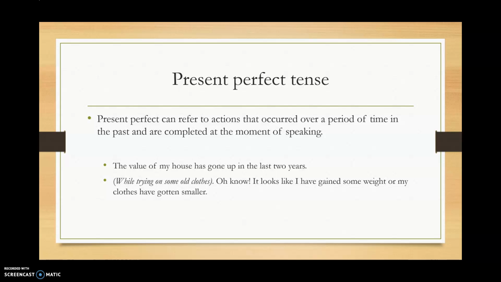Present perfect can refer to actions that occurred over a period of time in the past and are completed at the moment of speaking. For example, the value of my house has gone up in the last 2 years. Or, oh no, it looks like I've gained some weight, or my clothes have gotten smaller. You might say this or think this when you're trying on some old clothes. So, what does this mean here? So, looks like I have gained some weight. This event, this action, have gained some weight, started sometime in the past, but you're recognizing it right now at the moment of speaking.